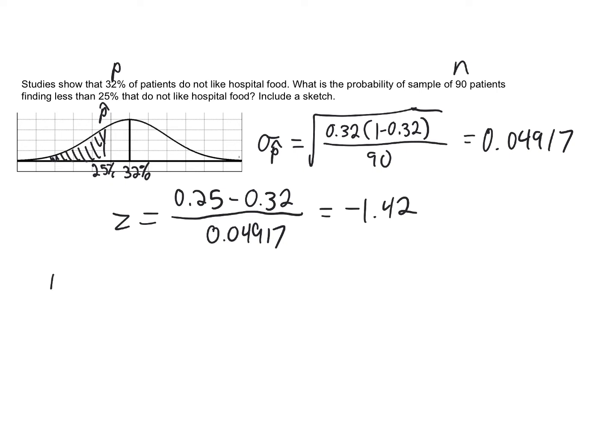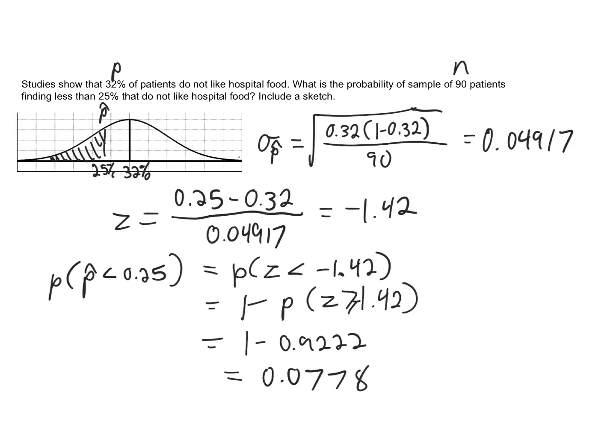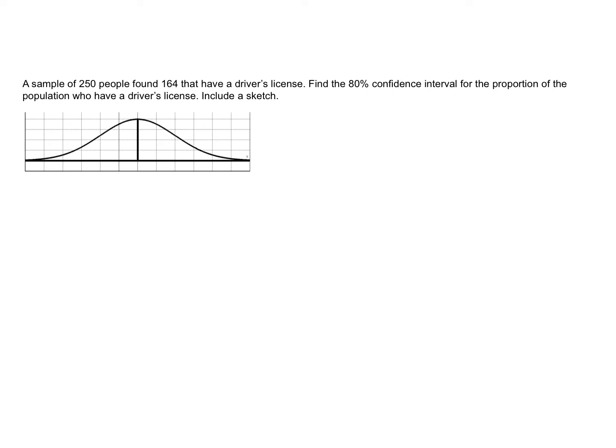And now we can find the probability of P hat being less than 25, which is the probability of Z being less than negative 1.42, which will be 1 minus the probability of Z being greater than negative 1.42, or 1 minus 0.9222 for an answer of 0.0778. The second question is a confidence interval question.